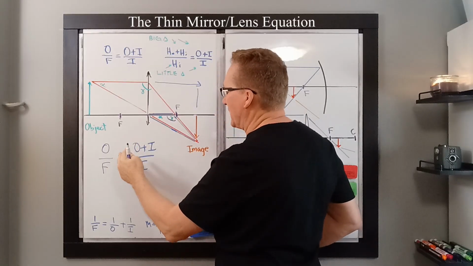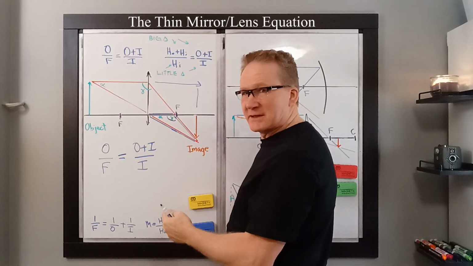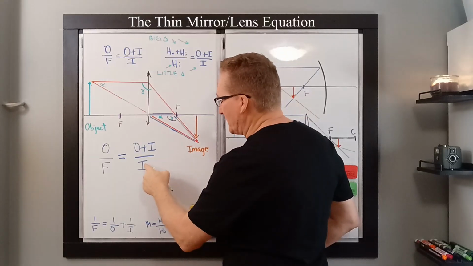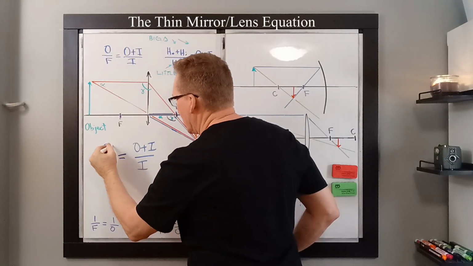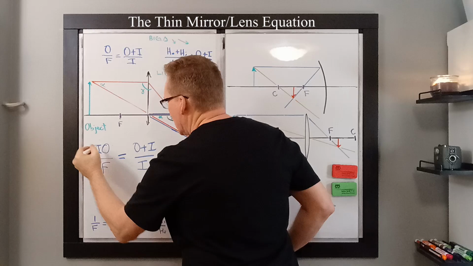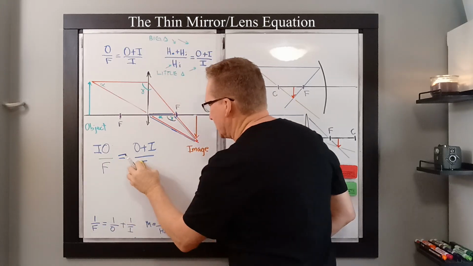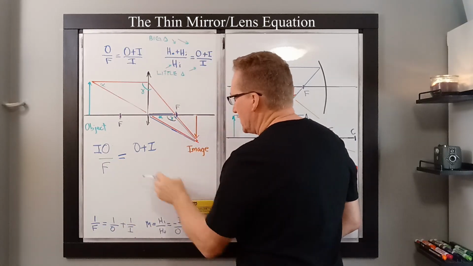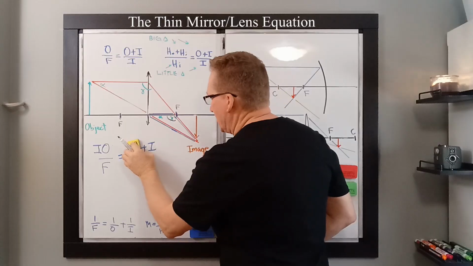So let's see if we can simplify this and find the lens formula in some way. I'm going to start off by taking this I and multiplying it over here. So now I have IO up there, and this just goes away. So that's just O plus I. I'll spread those out a little bit.